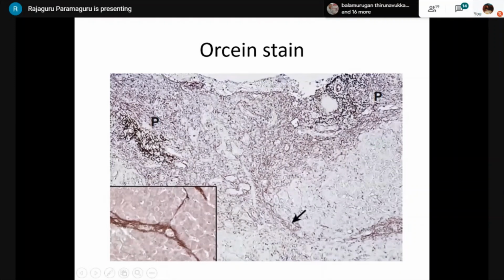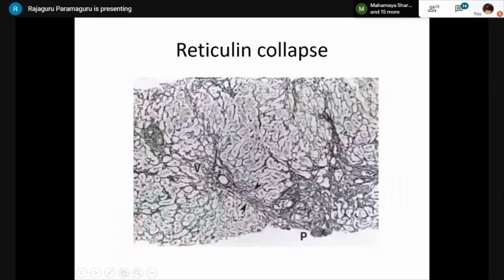So here you see the normal elastic fibers in the portal area. Here again you see it. Whereas in the necrotic area, this is bridging actually with the terminal hepatic venule. It is a centroportal bridging necrosis. So you are able to see the absence of the elastic fibers with the Orcein stain. Here, this is a cirrhosis for comparison, where you can see these blackish elastic fibers which are stained.